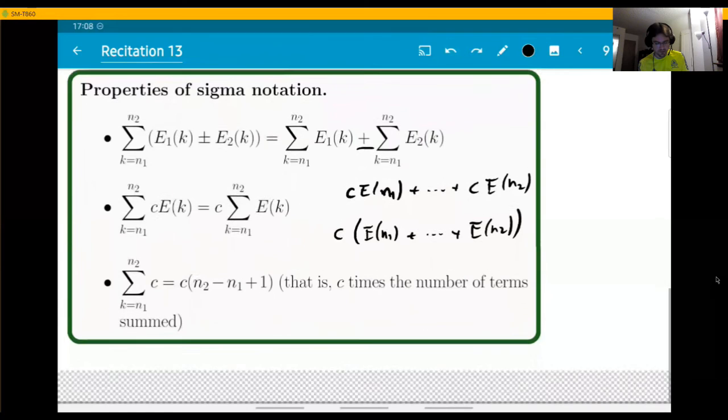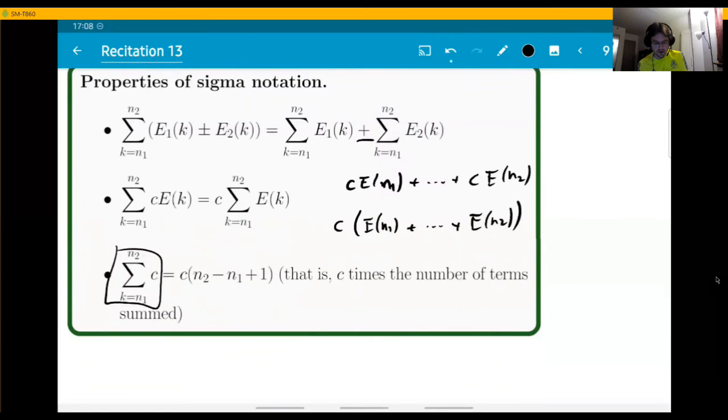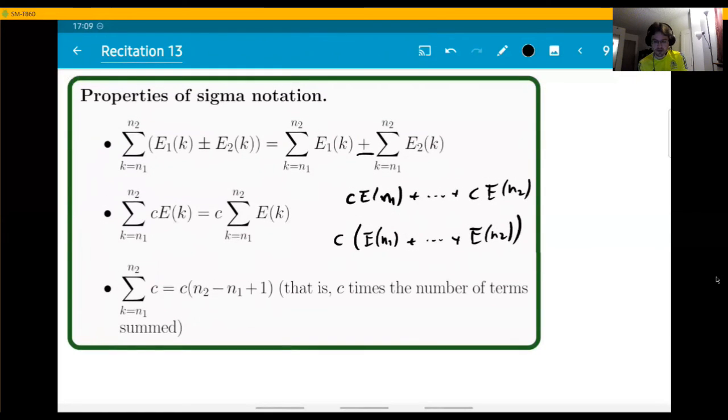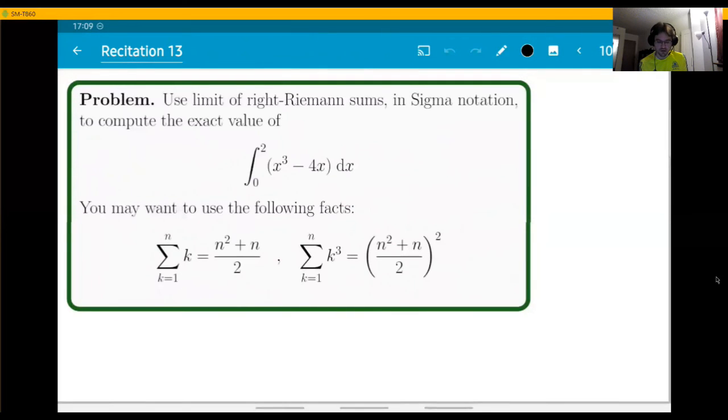And then finally, if you add the same constant, so something that does not depend on the k, on the dummy variable, then it's equal to this expression, which is just the constant times the number of terms being summed. If your sum goes from n1 to n2, the number of terms that you have is actually not n1 minus n2. If you think about it, it's n2 minus n1 plus 1. That's how many terms you have, and all of them are equal to c. So it's just c times that amount. So those are just some useful properties when you do calculations with sigma notation. Now I'm just going to show you how that works.